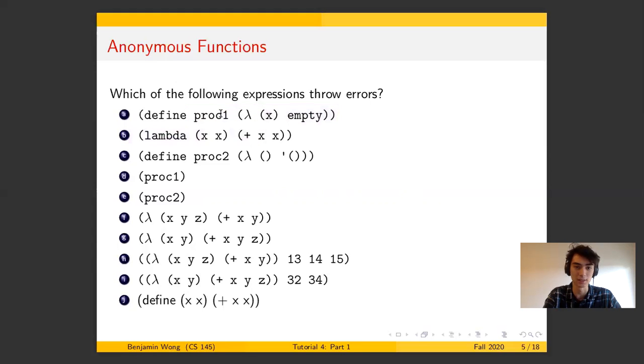I'll run through them quickly here. This one is a definition, and it says define proc1, for procedure 1, lambda x of empty. The next one, lambda x, x plus x, summing two x's. This next one, procedure 2, is lambda and then no arguments. This function outputs empty. Calling proc1 in brackets, calling proc2 in brackets. And then these ones are all different variations on accepting and summing parameters. This last one is using define to create something very similar to our option B here.